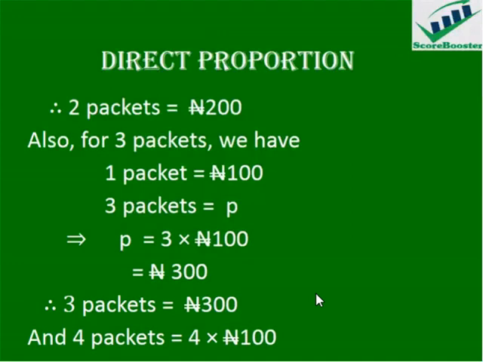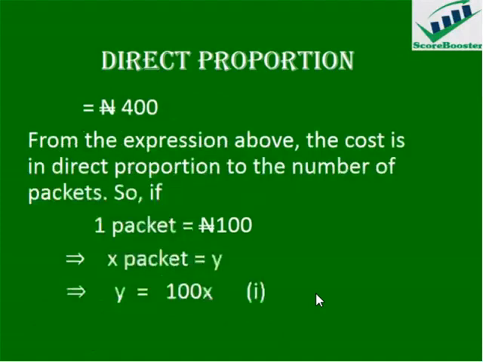So we can generalize this. 1 packet costs 100 naira, 2 packets cost 200 naira, 3 packets cost 300 naira, and 4 packets cost 400 naira. So from the expression above, the cost is in direct proportion to the number of packets.